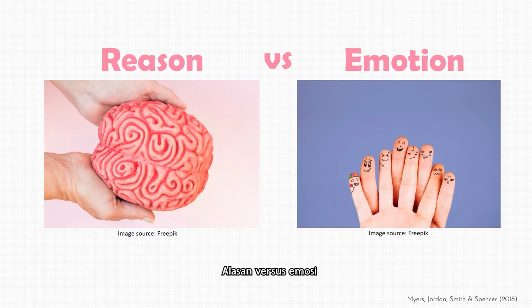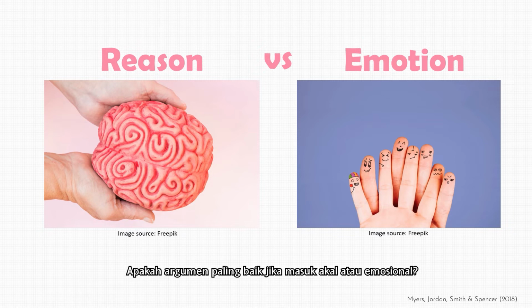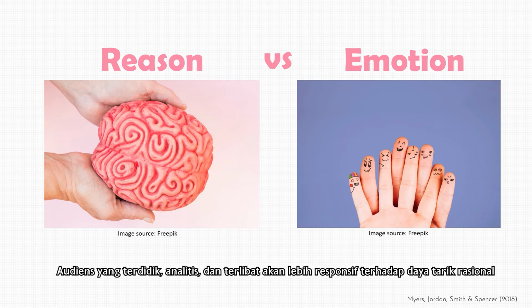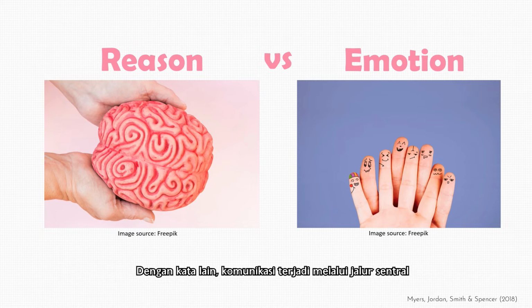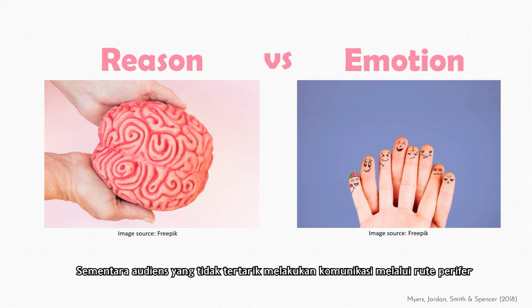Now let's talk about reason versus emotion. Is an argument best when reasonable or emotional? The answer is, it depends on the audience. Well-educated, analytical, or involved audiences are responsive to rational appeals. In other words, communication occurs via the central route to persuasion. Disinterested audiences travel the peripheral route. They are more affected by how much they like the communicator.